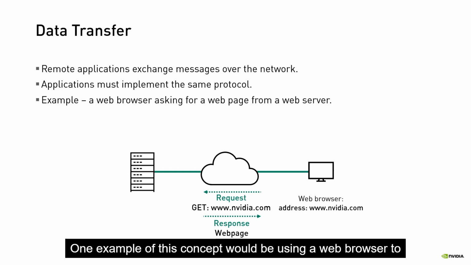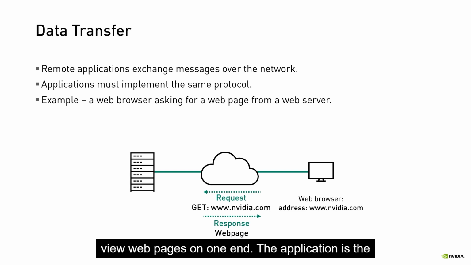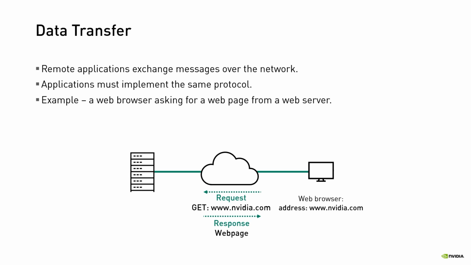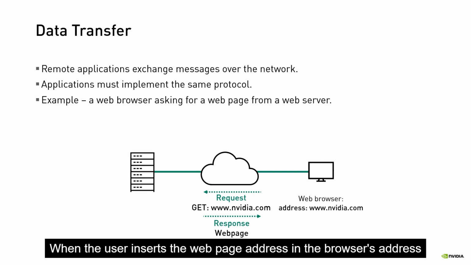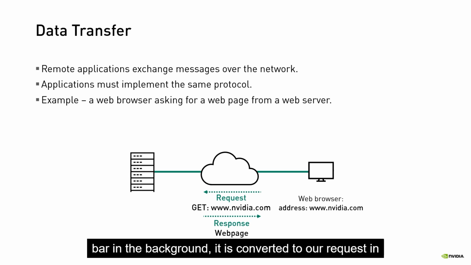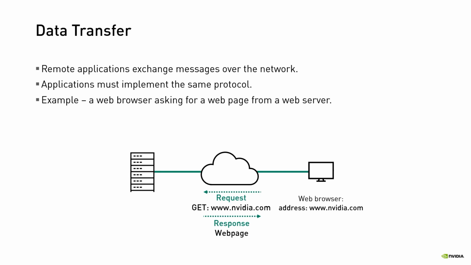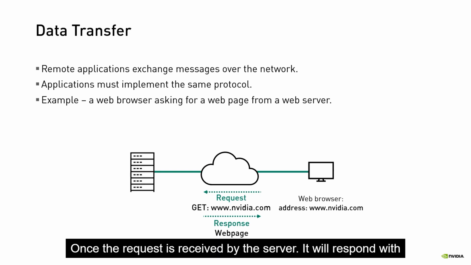One example of this concept would be using a web browser to view web pages. On one end, the application is the web browser, and on the other end, the application is the web server. When the user inserts the web page address in the browser's address bar, in the background, it is converted to a request in a format that the web server can understand. Once the request is received by the server, it will respond with the page details in a format that the browser could present in text or links.